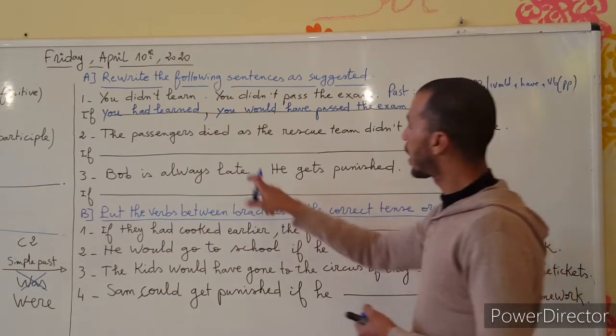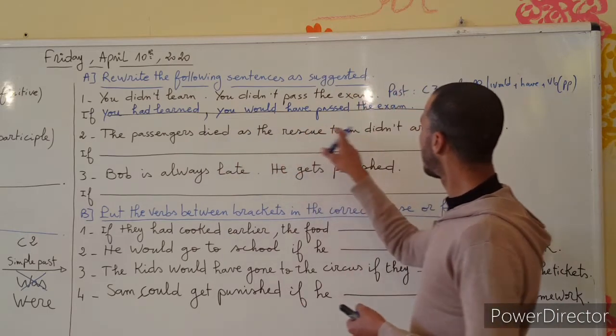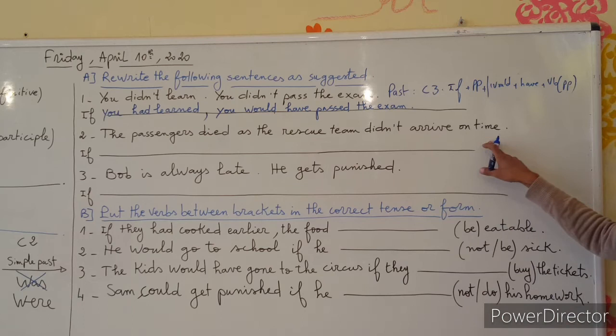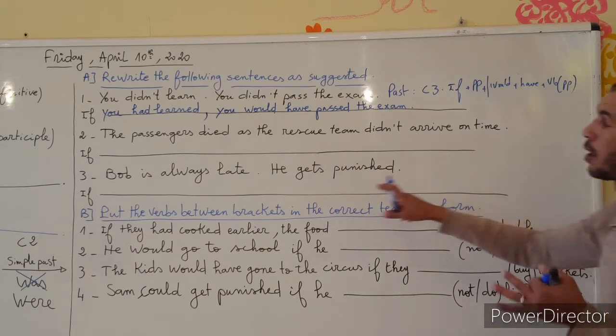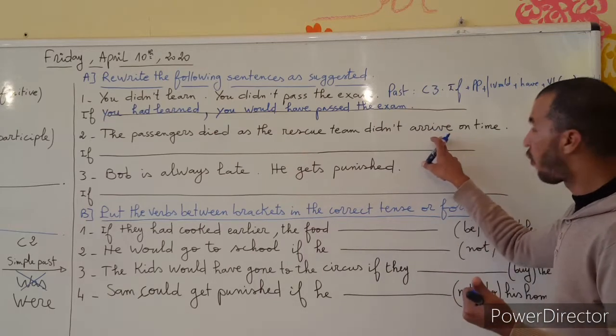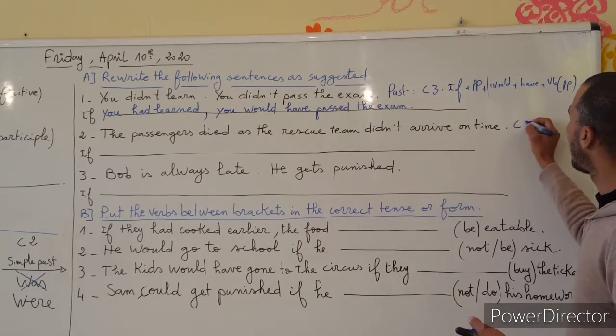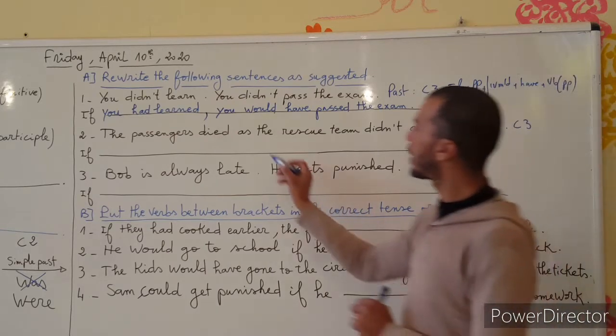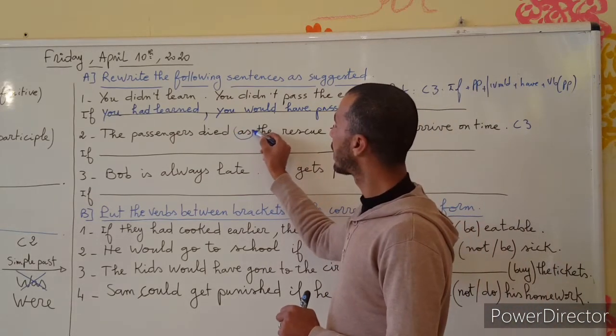The passengers died as the rescue team didn't arrive on time. Again, we have to decide whether this is conditional 2 or 3. We have the verb died in the past. We have didn't arrive in the past form. So this is conditional 3 again. But something else. What do we have here? Right in the middle, we have as.